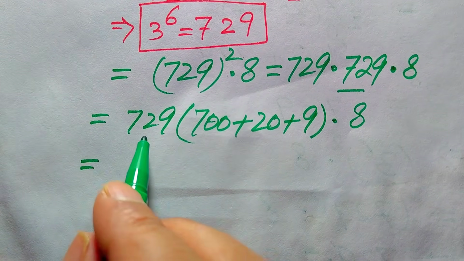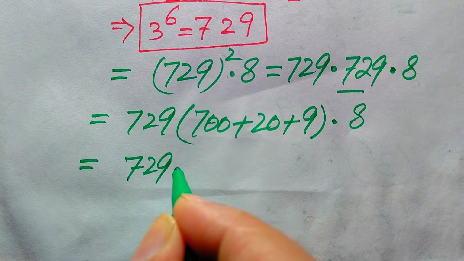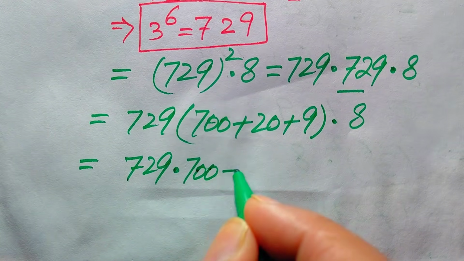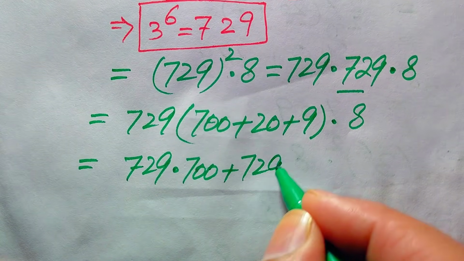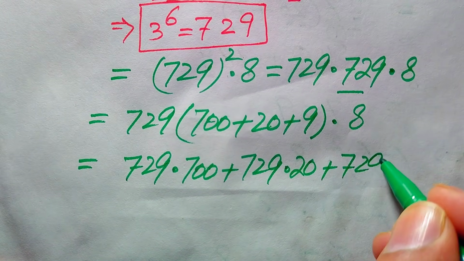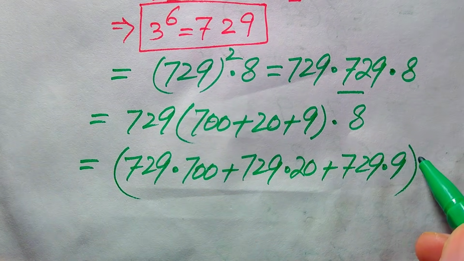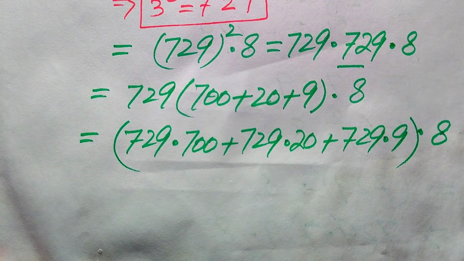Further, in the next step, we multiply this term with each of these values, and it will become 729 multiplied by 700 plus 729 multiplied by 20 plus 729 multiplied by 9, and its resulting answer is multiplied by this 8.